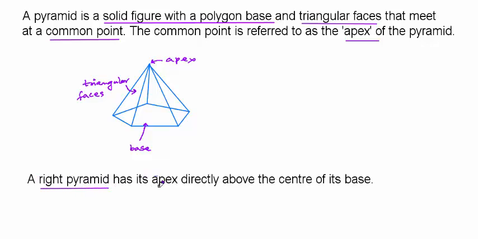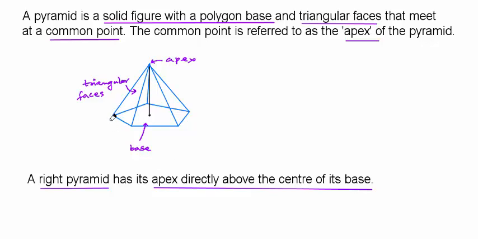A right pyramid has its apex directly above the center of its base. So if you locate the center of the base and go right up from there to find the apex, the pyramid is a right pyramid. If not, if the apex were to be shifted so that it were closer to one of the sides on the base, it wouldn't be a right pyramid. We are going to talk about right pyramids only.